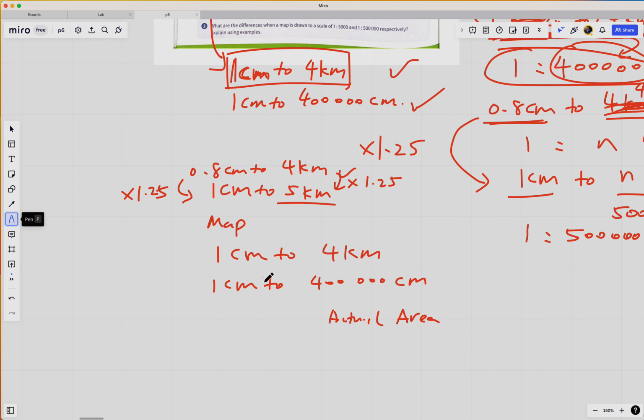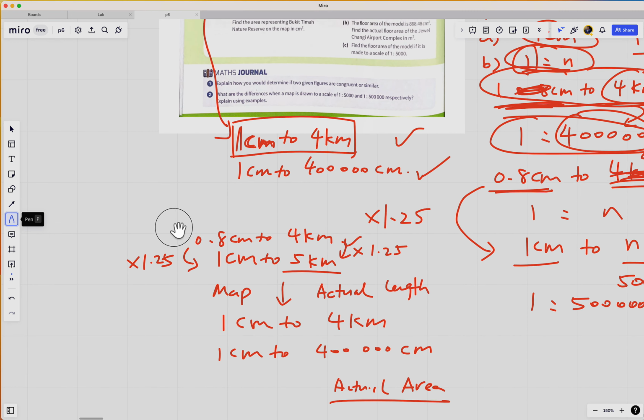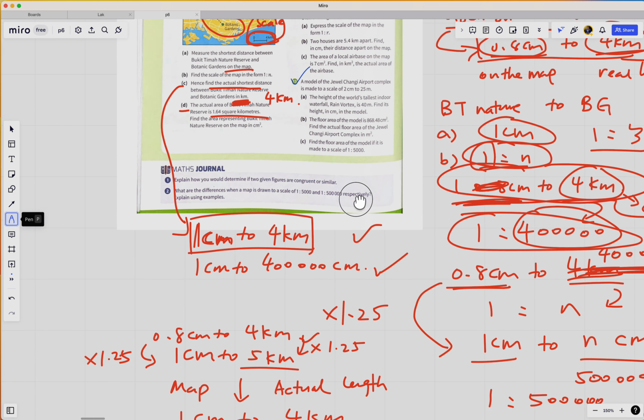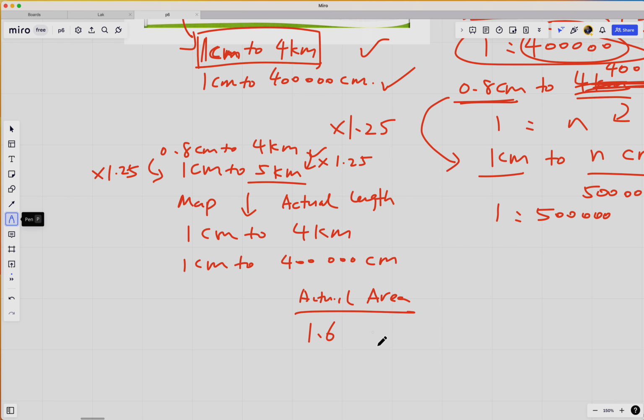Okay. So probably the 2 is a divider. You see the 2 as a divider. Then the map will be on the left hand side. The map length is on the left hand side of the divider, then this one will be for the actual. Over here is the actual length. But they give you the actual area for part D. So the actual area is 1.64 square kilometer. So I just write it down first. 1.64 square kilometer, right?